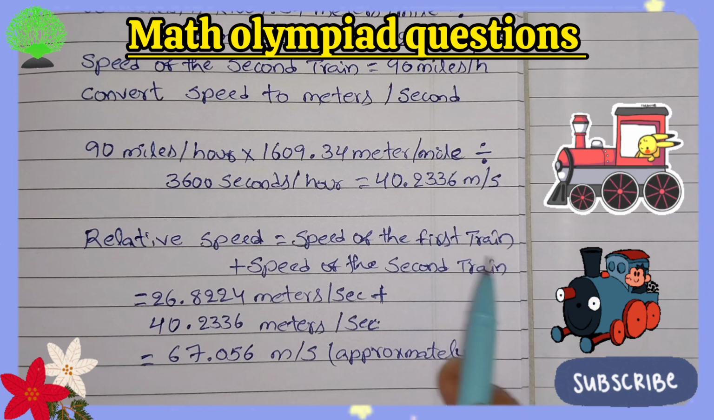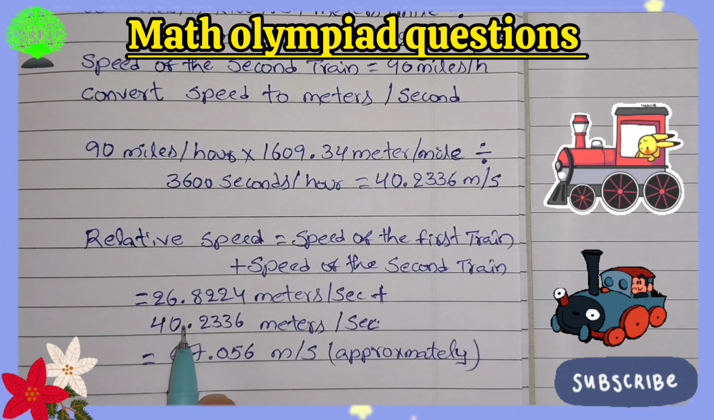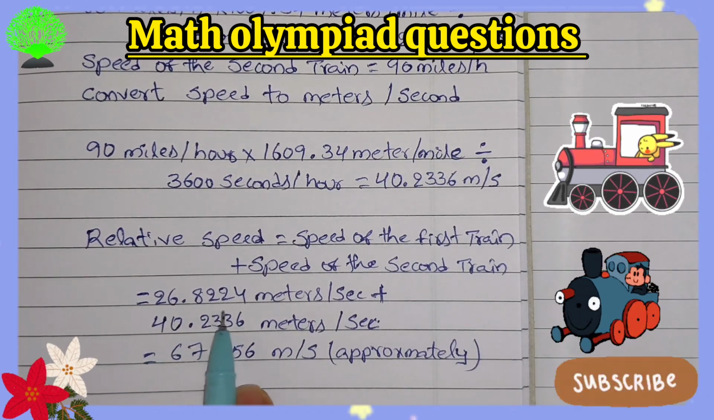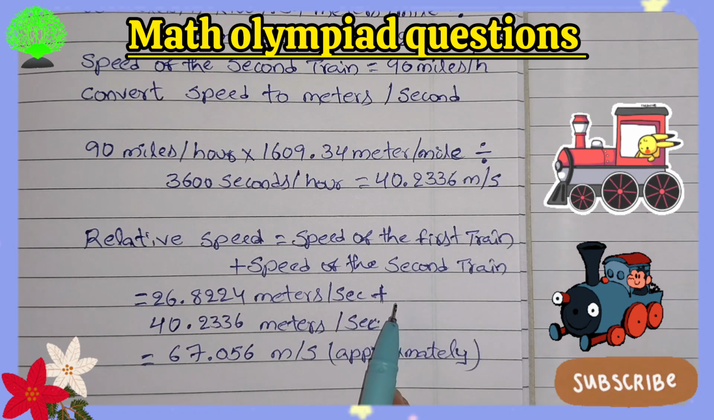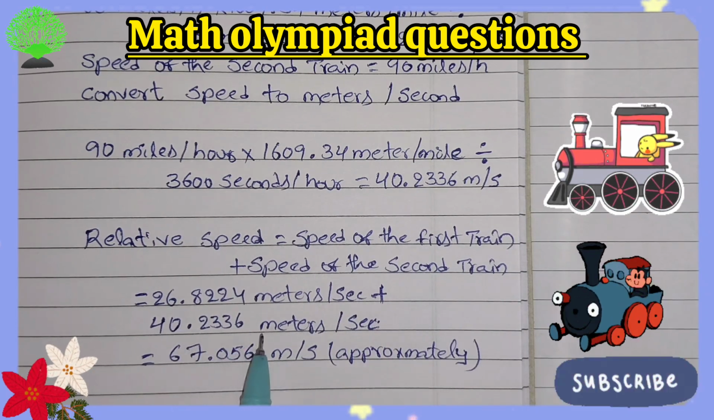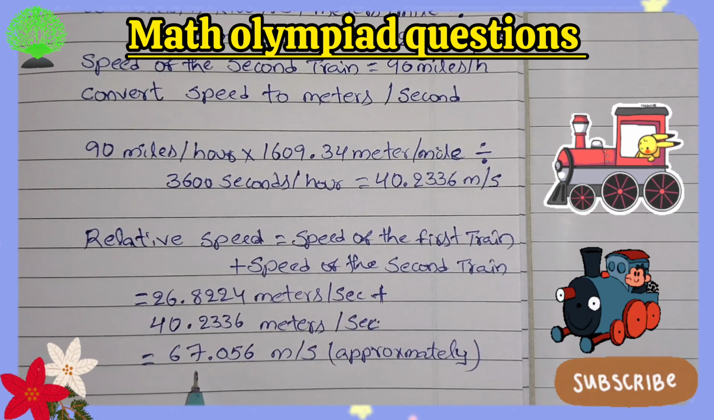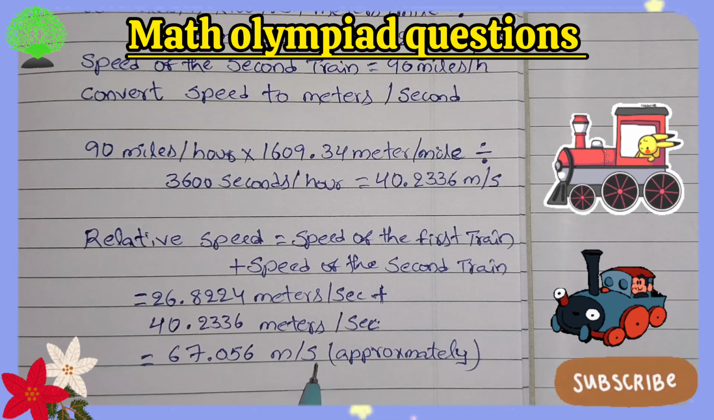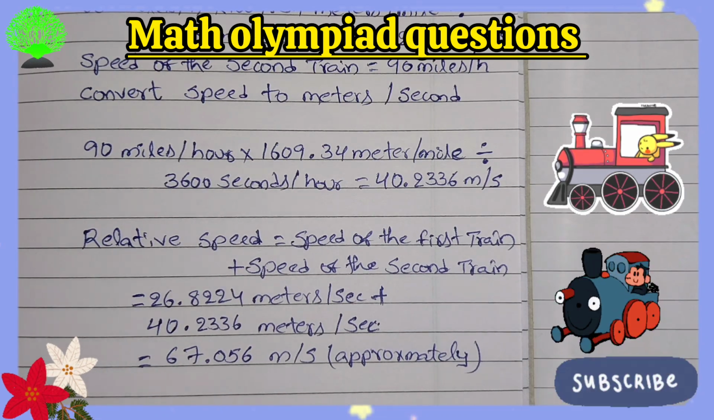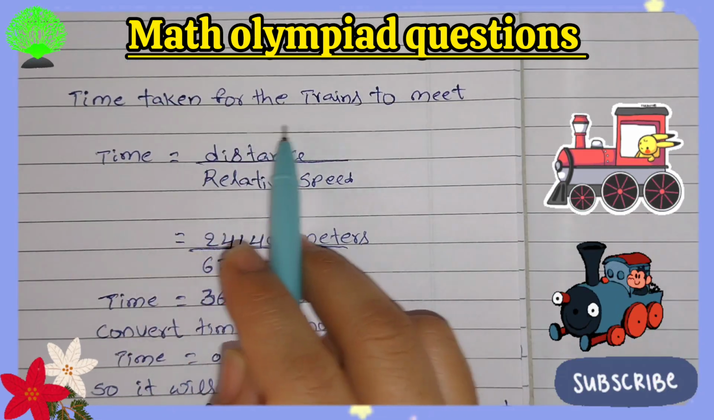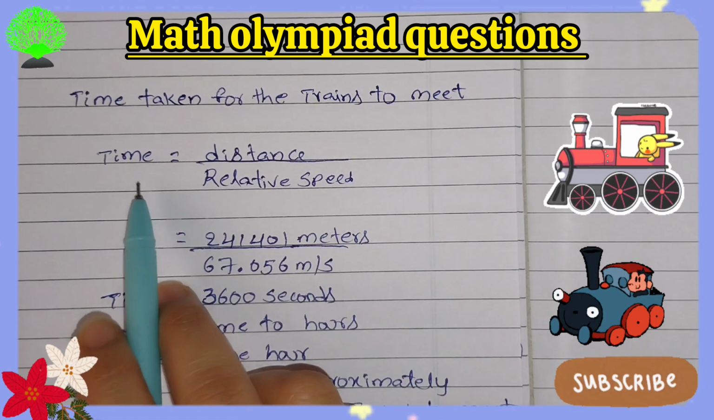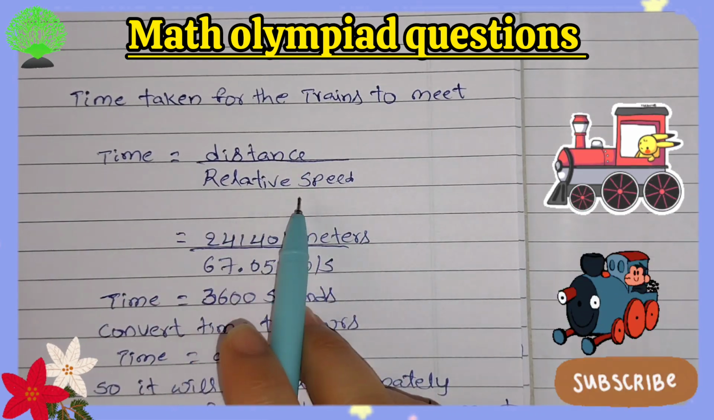Relative speed equals speed of the first train plus speed of the second train. We know both values: 26.8224 meters per second plus 40.2336 meters per second, which is 67.056 meters per second approximately. Next, we have to find the time taken for the trains to meet. That is the question they asked.